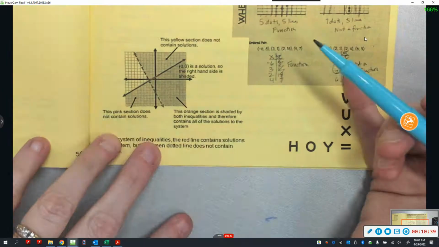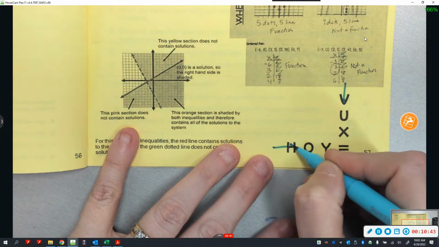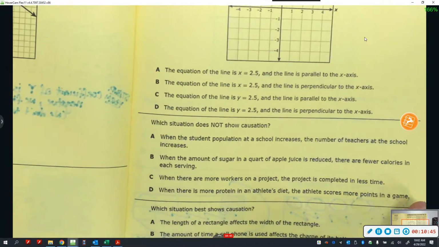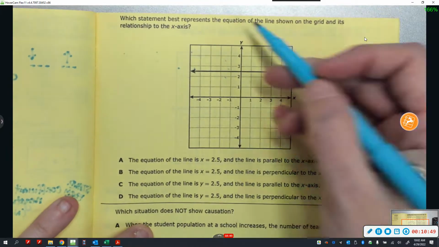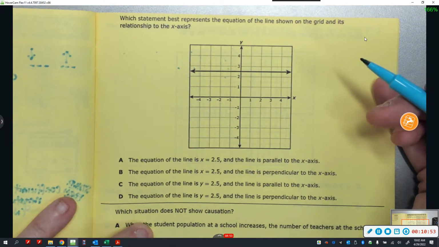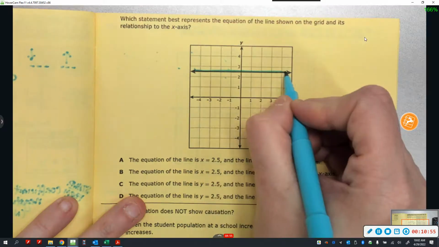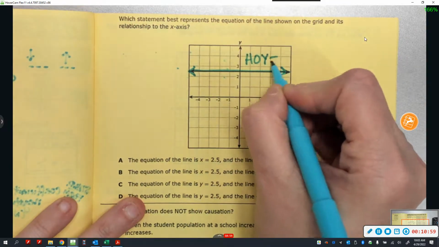Okay, the next thing I want to talk to you about is hoi vucks. Remember, vertical lines are vucks and horizontal lines are hoi. Most of the time, this is an example of a question they asked about a horizontal or vertical line. It says, which best represents this equation and its relationship to the x-axis? So this is a horizontal line. As soon as I see a horizontal line, I write HOY equals.